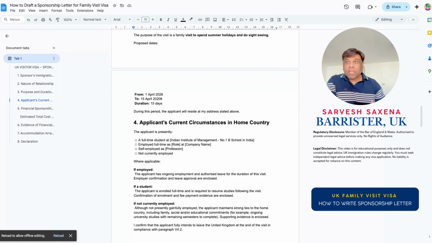So if you're a student where you have no income, that is where the most scrutiny happens, because then the case officer thinks this is a young migrant. He has got no reason to go back from the UK to the home country because he wants to come and settle here, right, on a visitor visa, which is not allowed. So they stop you from doing that, and they want to make sure that you qualify.